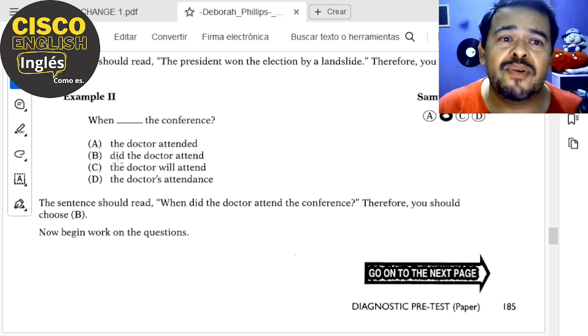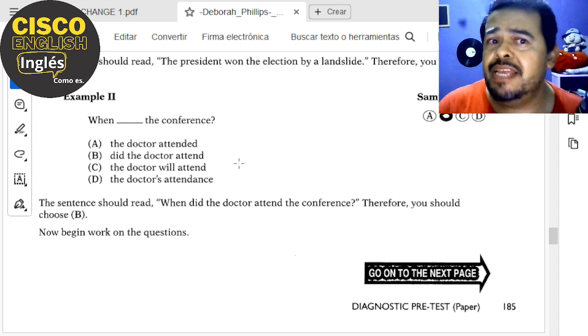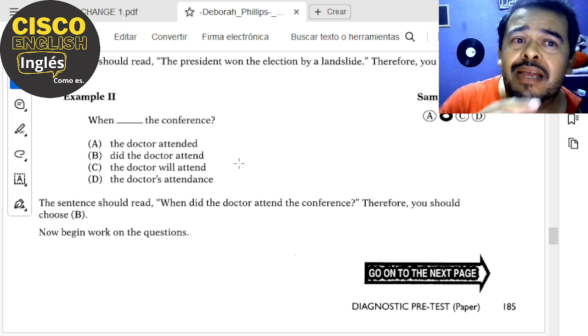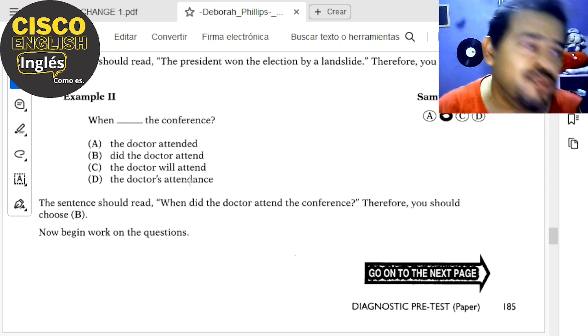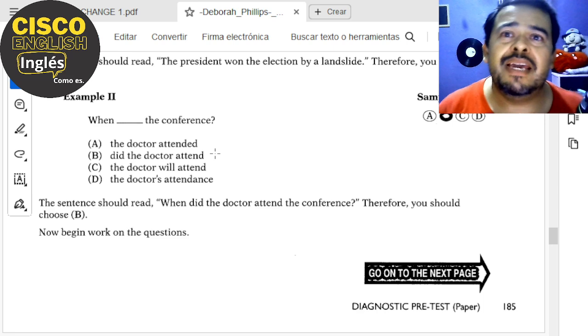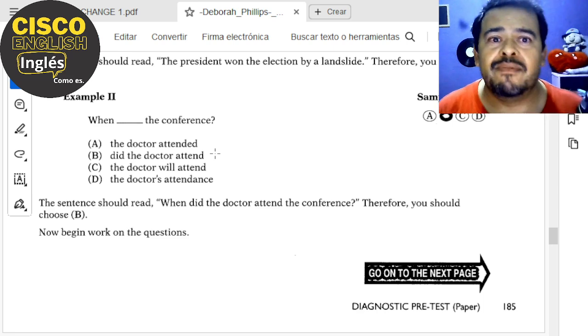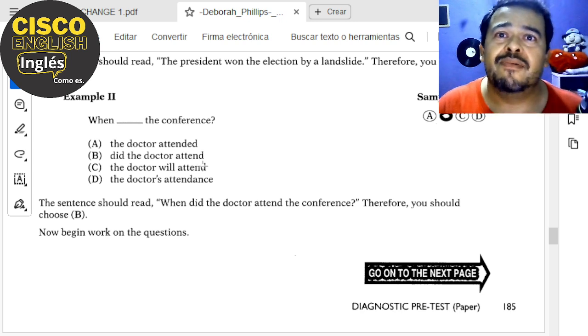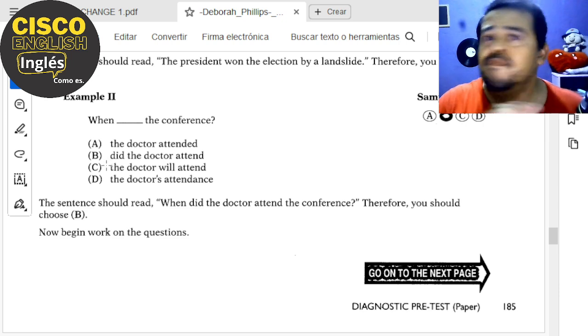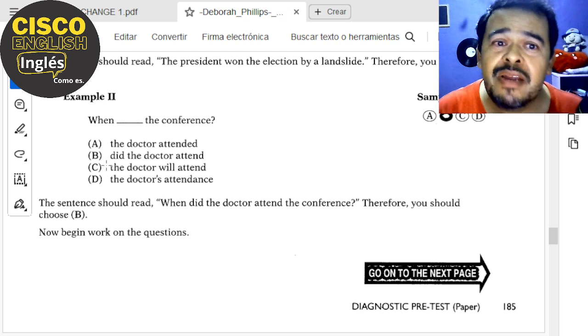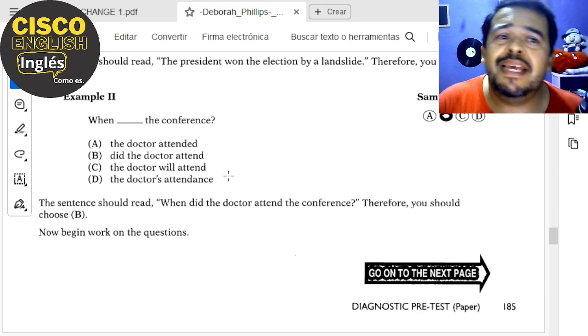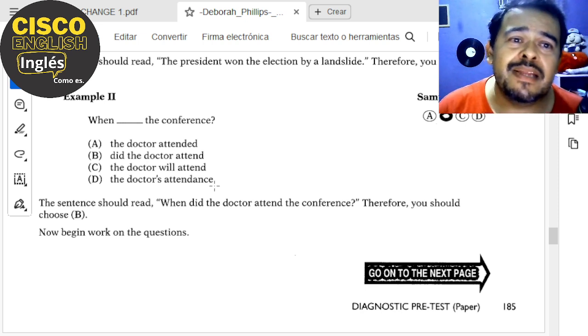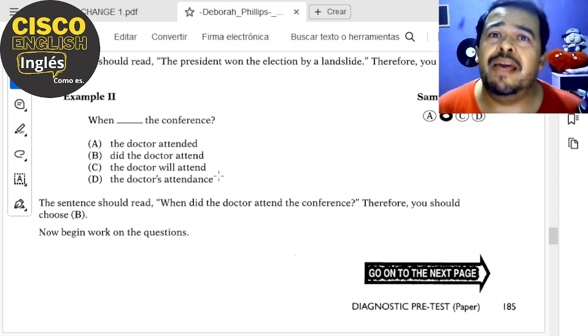Letter C, the doctor will attend. Okay, read. When the doctor will attend the conference, it's a structural mistake. If we want to make it future to make it sound right, we would say, when will the doctor? All right, because this is not an indirect question. So letter C, it's not the answer either. Letter D, the doctor's attendance. Okay, the doctor's attendance might be taken as a subject. So when the doctor's attendance the conference, but we don't have a verb.